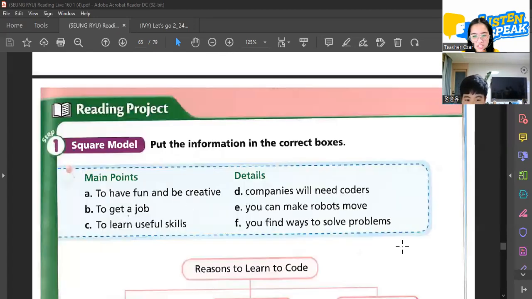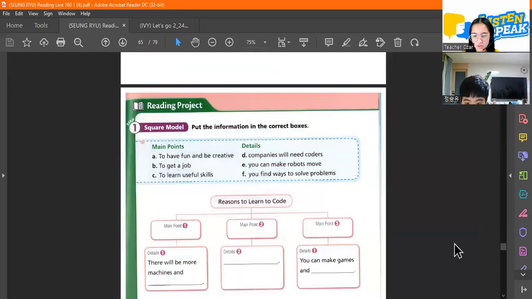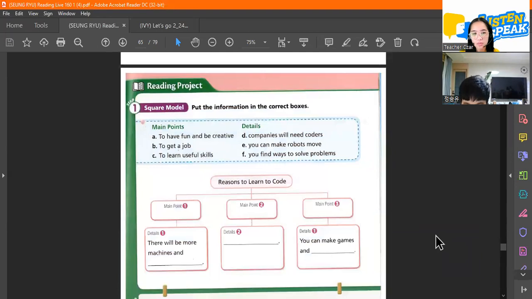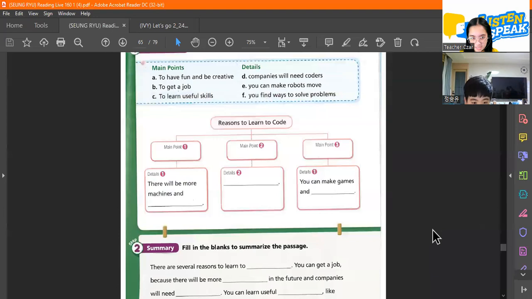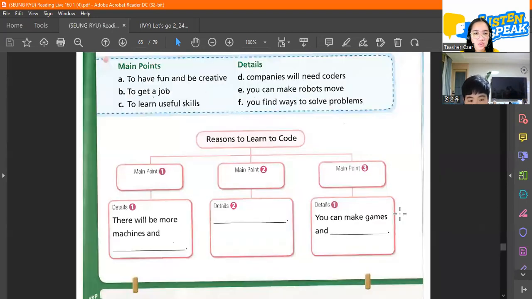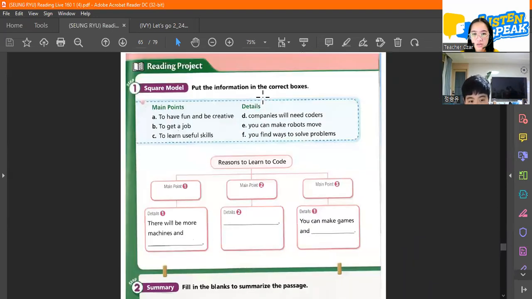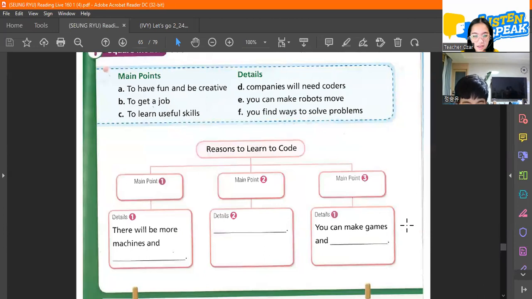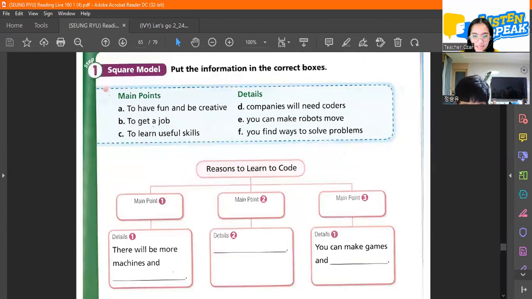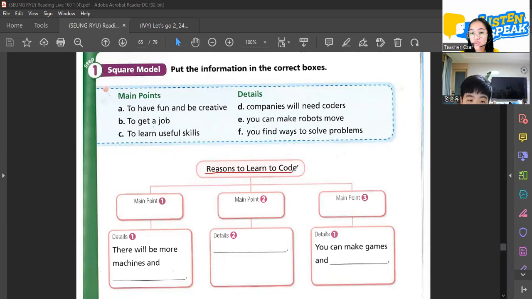So here is the last page for this one. Here we will have a reading project, and this is the first step. We need to put information in the correct boxes. Again, you have the main points and the details. This one is all about reasons to learn code. So let's start with main point number 1.